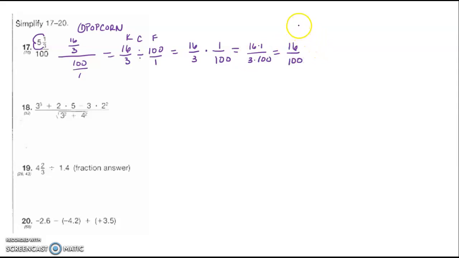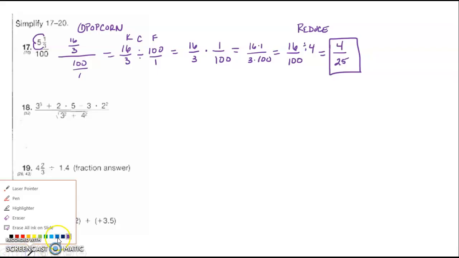Now I need to reduce. So I'm going to divide by 4. 16 divided by 4 is 4. 100 divided by 4 is 25, and that is as far as that's going to go. Uh-oh. I need another color here.